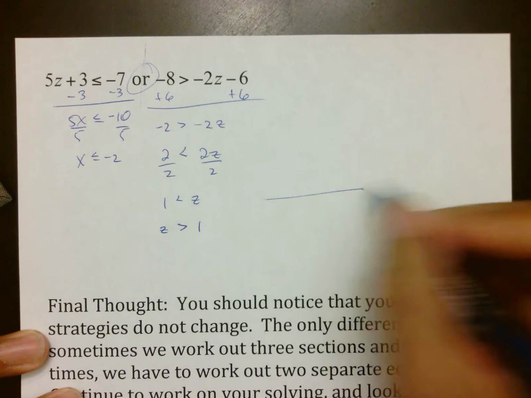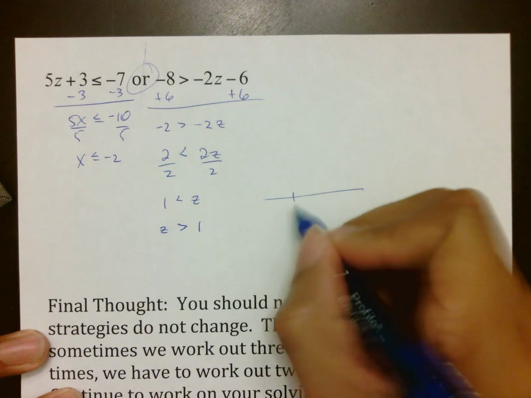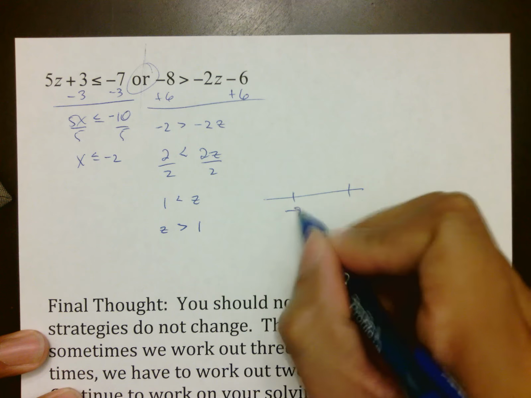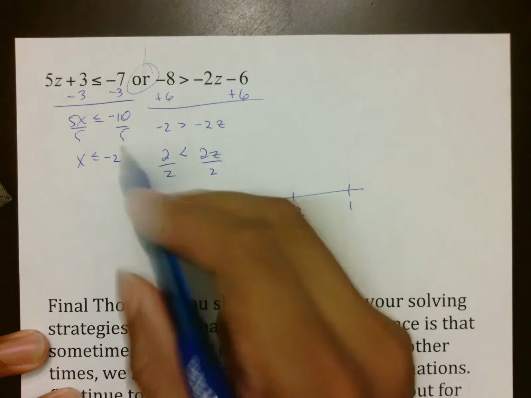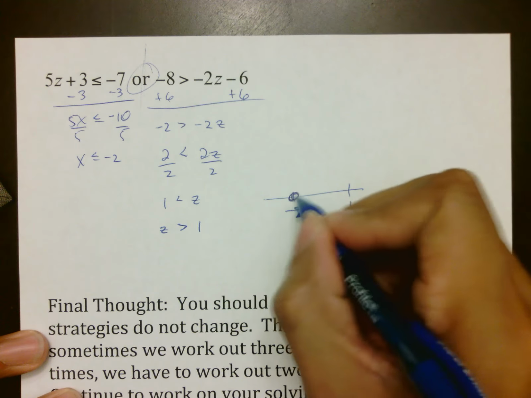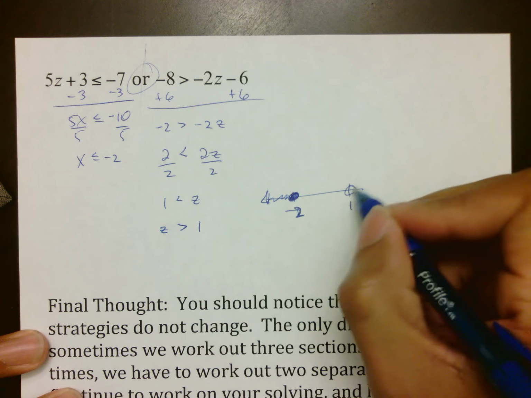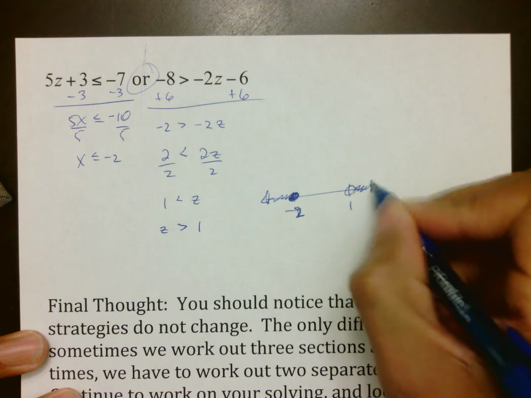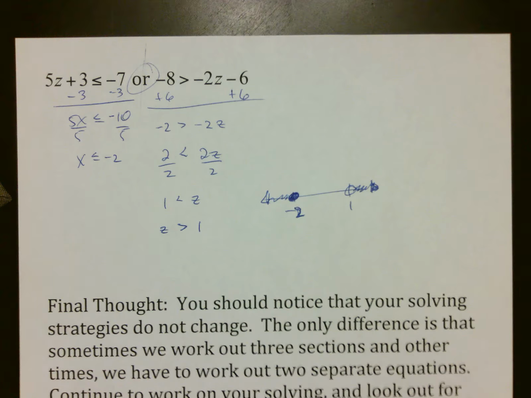And what I do now is graph it. The smaller of those numbers is negative 2. The larger of those numbers is 1. Negative 2 is inclusive because it says equal to, and it's going to the left. 1 is not inclusive, and it's going to the right. And so this would be the picture that I have.